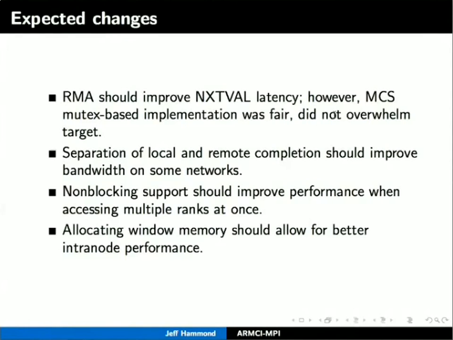The separation of completion doesn't really change things on InfiniBand networks. The non-blocking support did make a big difference on Cray XE, but otherwise doesn't show up a whole lot. And the window memory is sort of a mixed bag.